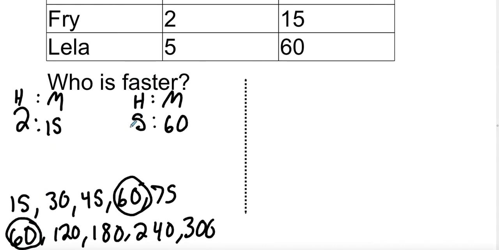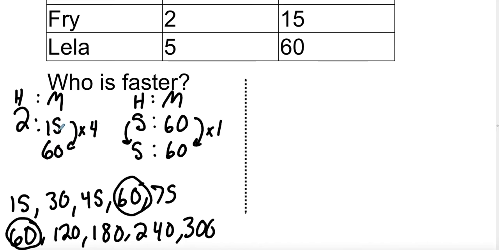So for Leela's ratio, I really don't have to change anything. I can keep it 5 to 60 and maybe just say I multiplied by a factor of 1. But for Fry, I know that I had to multiply 15 by 1, 2, 3, 4. So 15 times 4 is going to give me 60. 2 times 4 is going to give me 8.